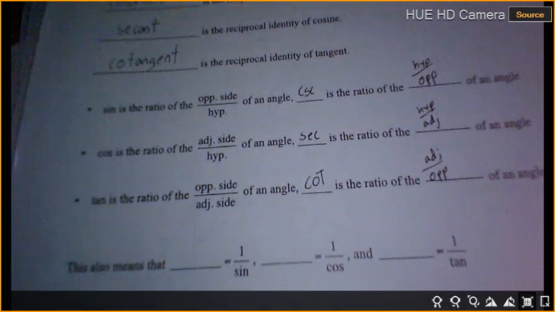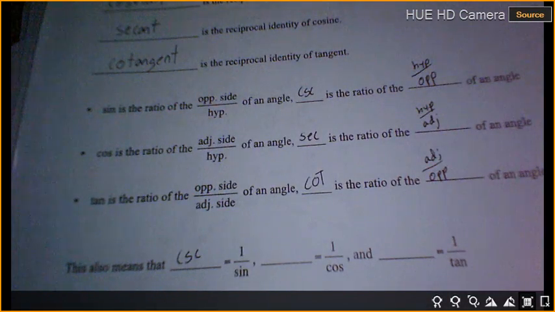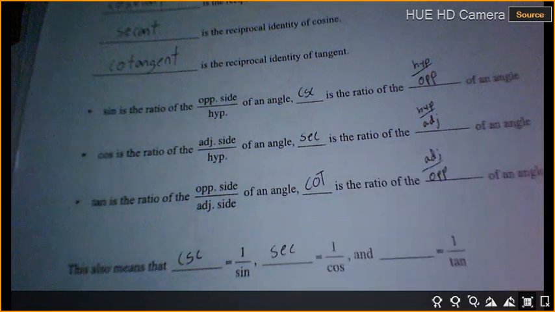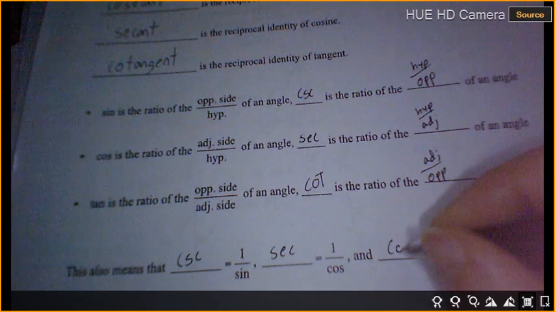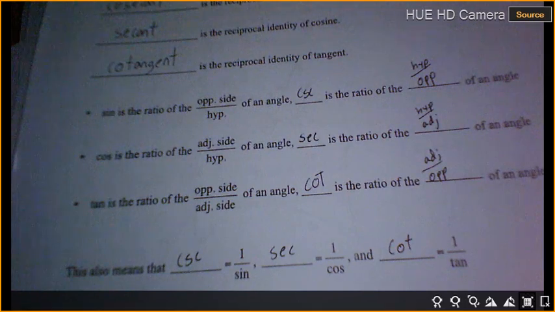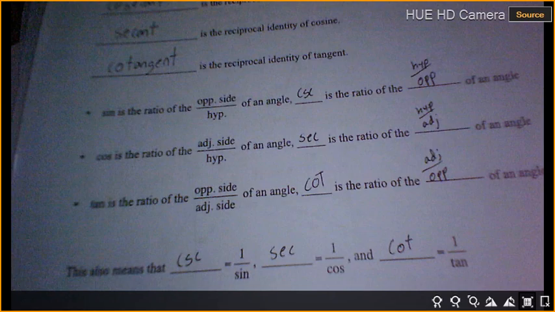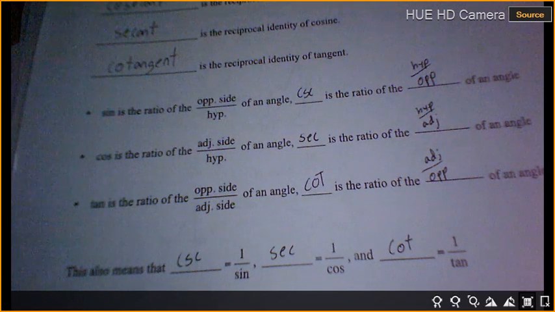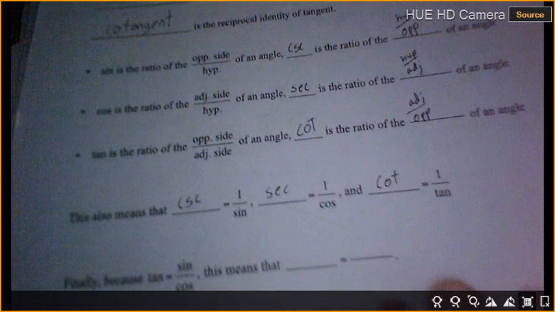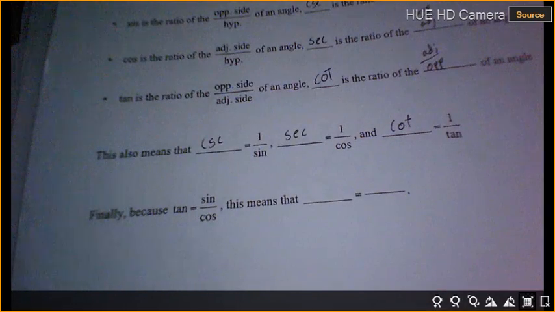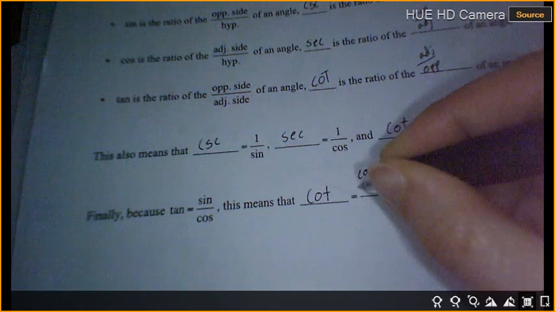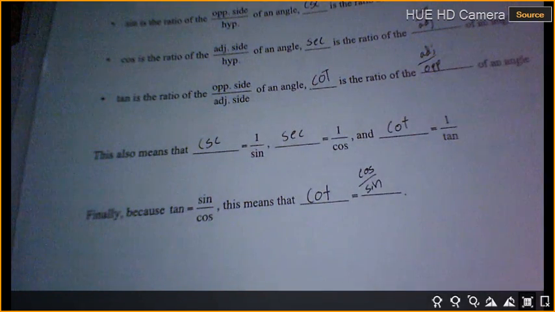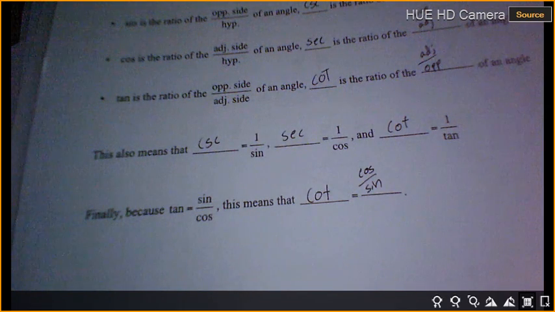This also means that cosecant is 1 over sine. Secant is 1 over cosine. And cotangent is 1 over tangent. Finally, because tangent is sine over cosine, this means that cotangent is cosine over sine. Cosine over sine.